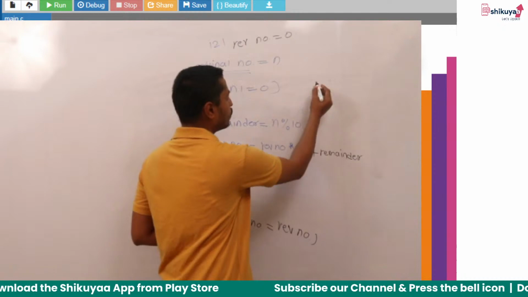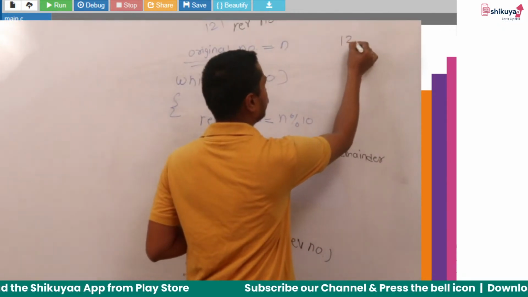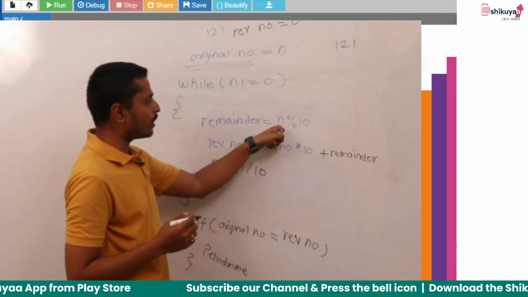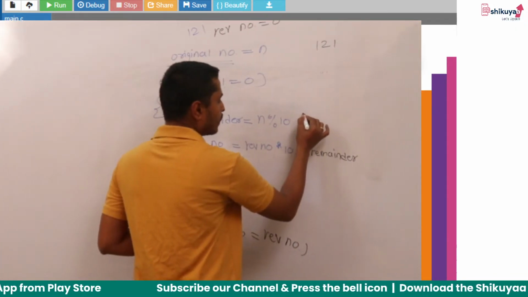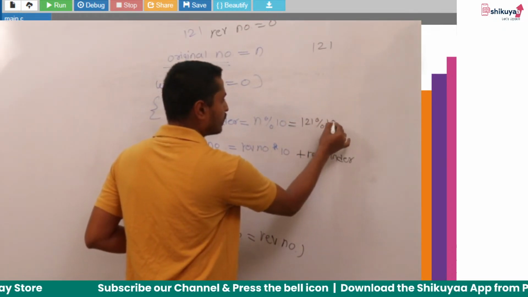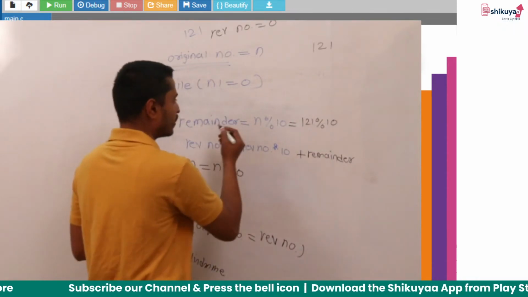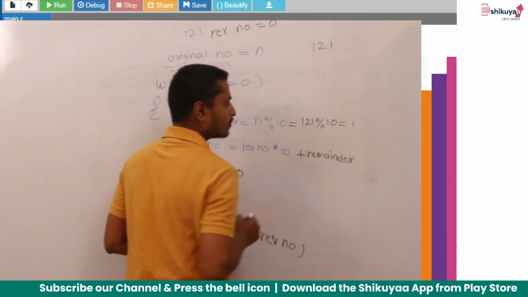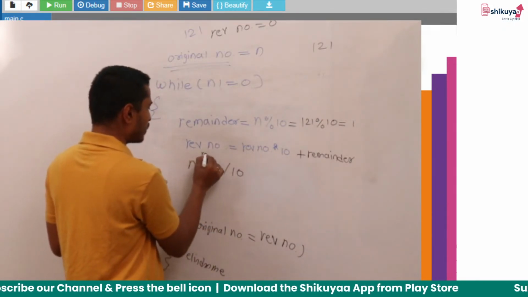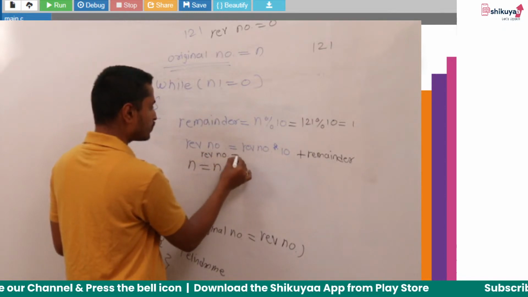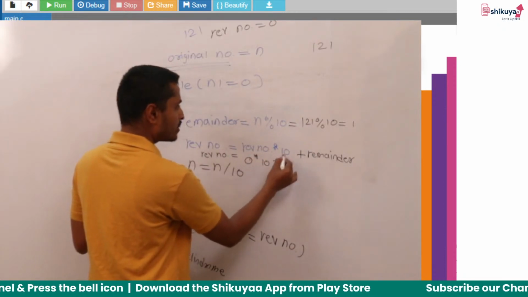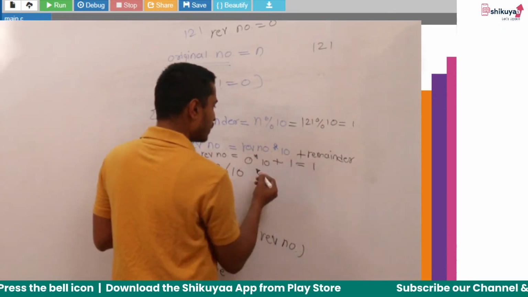So we'll consider 121. 121 is the number. So what will happen at this step? Remainder is equal to n mod 10. So I'll write here 121 mod 10. So what is the remainder? Remainder is 1. Then reverse number is initially 0, 0 into 10 plus remainder 1. So this number will become 1.